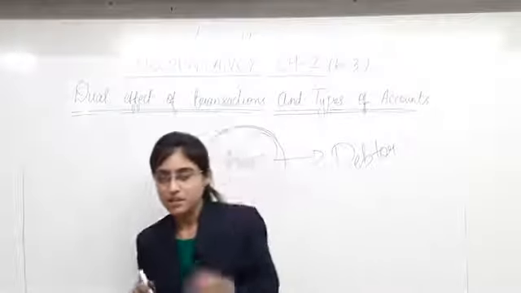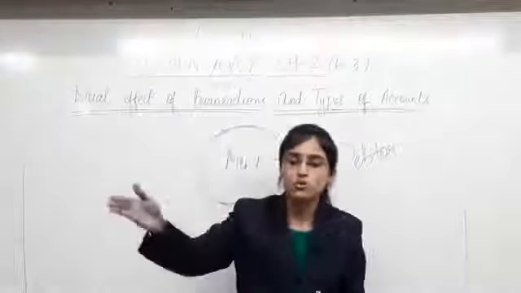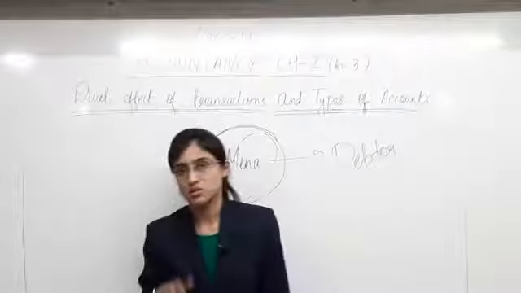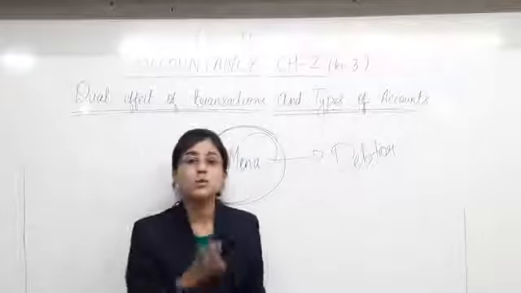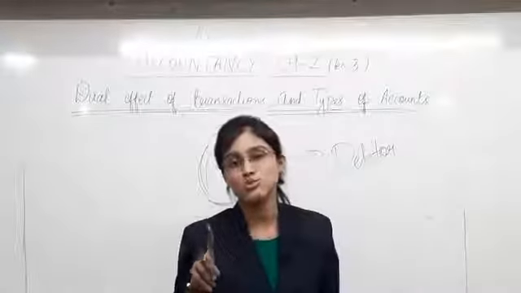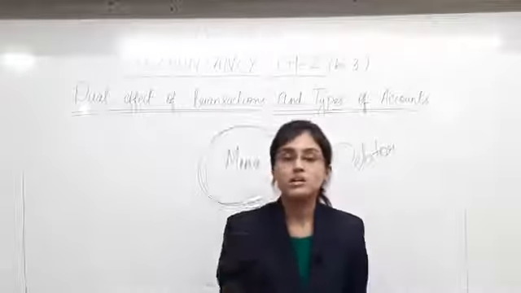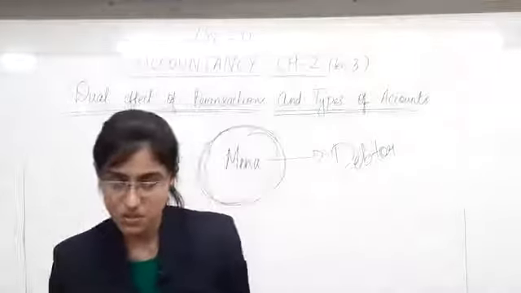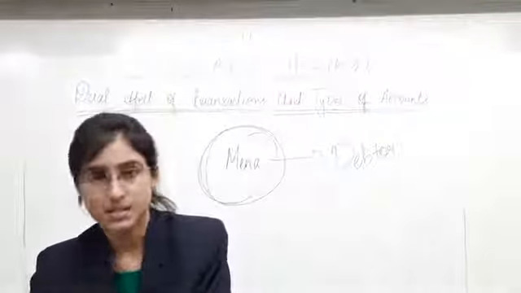So elaborating this, you have sold goods of rupees 2000 to Nutan for cash. That means you have given goods of rupees 2000 to Nutan, and Nutan has given you rupees 2000. So this is a cash transaction.